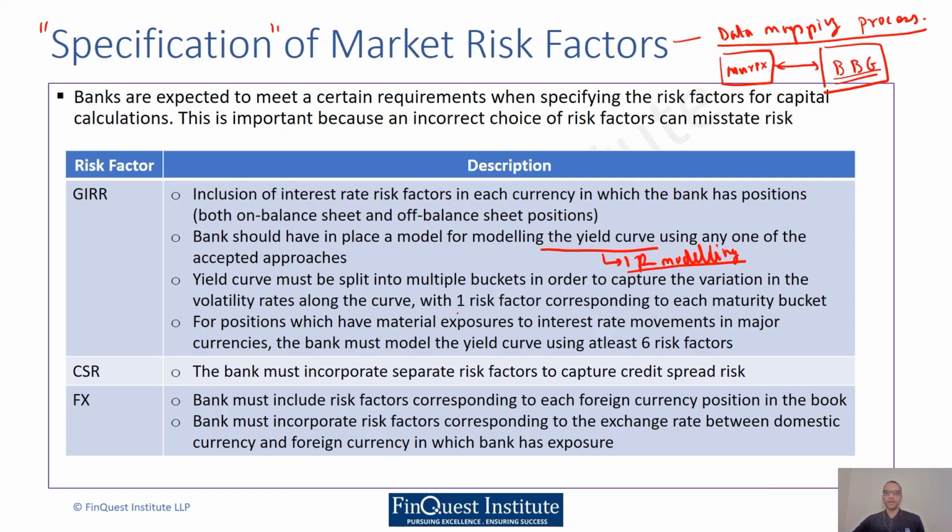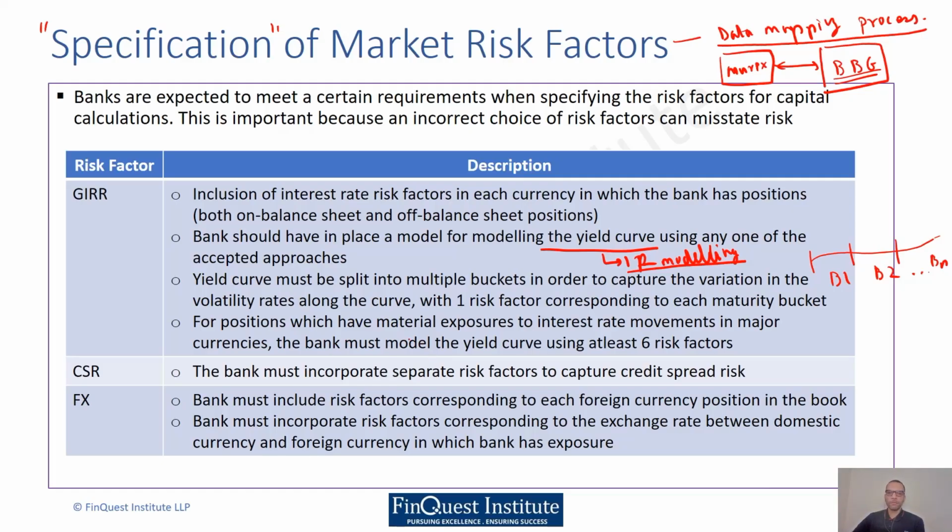Also, splitting of the yield curve into multiple buckets to capture the variation and volatility along the curve is important. Imagine that this is my yield curve. We have to split it into multiple buckets: a bucket one, a bucket two, dot, dot, dot, up to bucket n. Why is this required? Because each of the segments along the yield curve is going to be exposed to different market forces, maybe different liquidity conditions and other market forces. So the ability to split the yield curve into multiple buckets and then do a variation analysis is the key, something which every bank should be able to do.